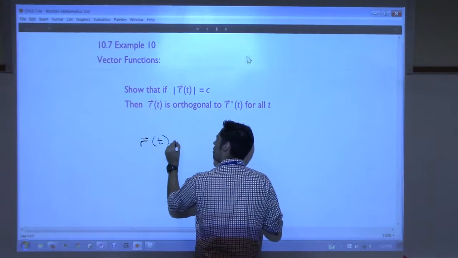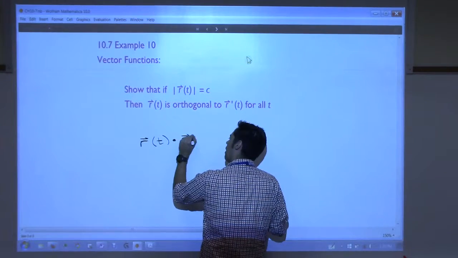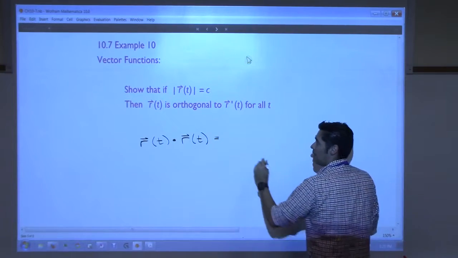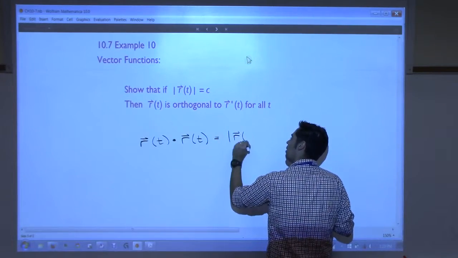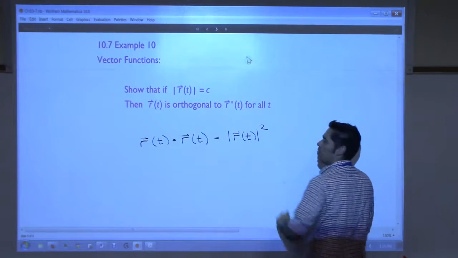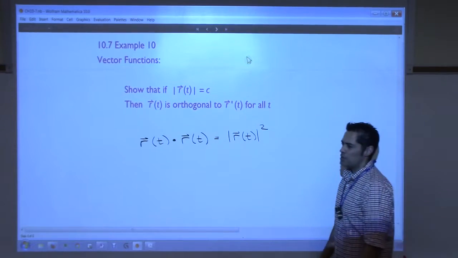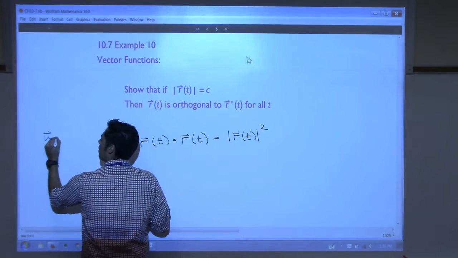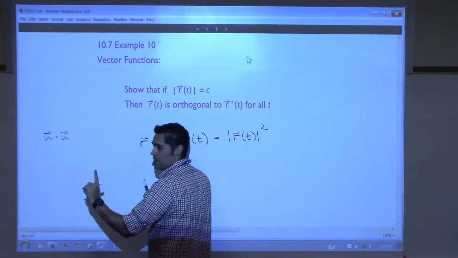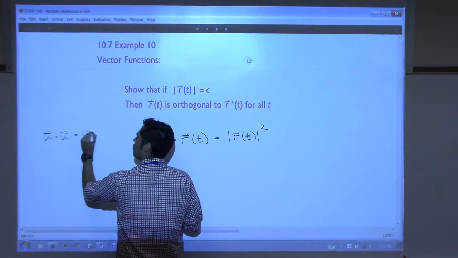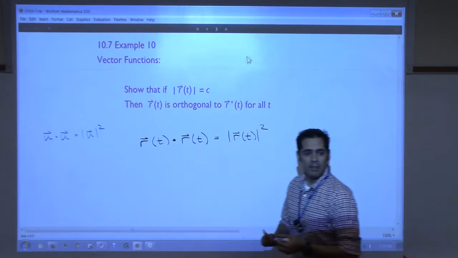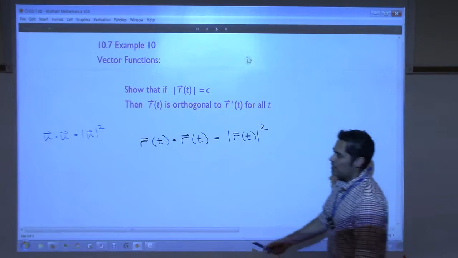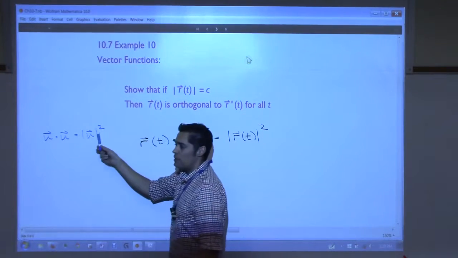Take the vector function and dot it with itself. Do you agree, and remember that this was equal to the magnitude of the vector function squared? I'll show it to you in a different way. This is what I showed you. If you take a vector and you dot it with itself, but only with itself, this was equal to the magnitude of u squared. Does that look more familiar? That was a property from way back in dot products.